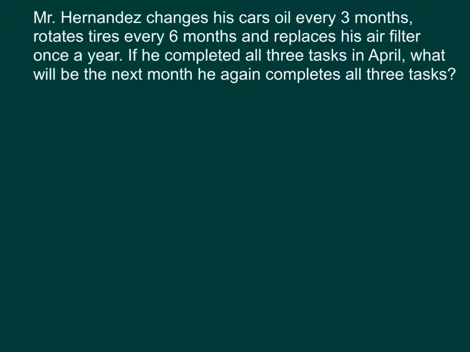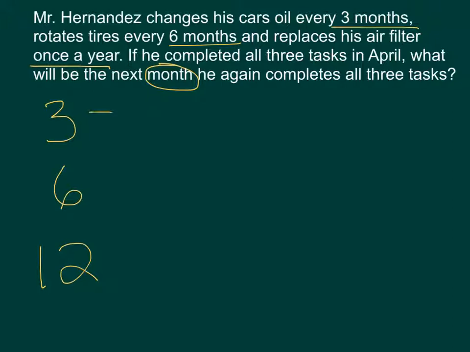Mr. Hernandez changes his car's oil every 3 months, rotates his tires every 6 months, and replaces his air filter once a year. If he completed all 3 tasks in April, what will be the next month he again completes all 3 tasks? So what I've done is I wrote down the 3 months, the 6 months, and now I need to write down the once a year. But we want to write it in terms of months because that's what they're trying to get. So there's 12 months in 1 year.